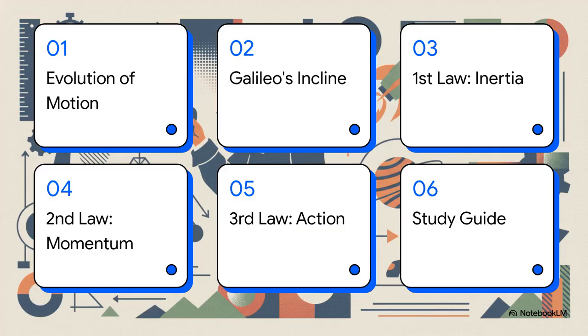Here's our game plan for today. We'll hit 1. The evolution of motion. 2. Galileo's rebellious inclined planes. 3. The first law, inertia and equilibrium. 4. The second law, force and momentum. 5. The third law, action and reaction. And finally, 6. Your ultimate study guide. Let's just dive right in.